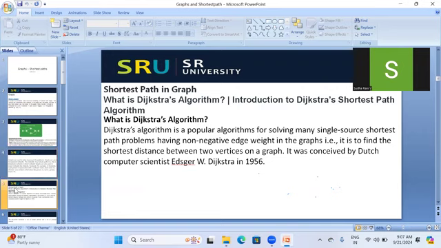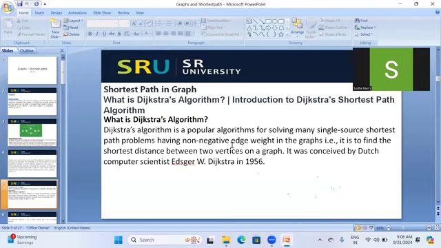Coming to Dijkstra's algorithm. The main point we have to remember about Dijkstra's algorithm, which is different from the remaining shortest path algorithms, is that it works with non-negative edge weights. Graphs are categorized into weighted graphs and plain graphs. Weighted graphs are those where every edge is assigned some weight, also called a value. That kind of graph is called a weighted graph. Without weights, it is called a plain graph.